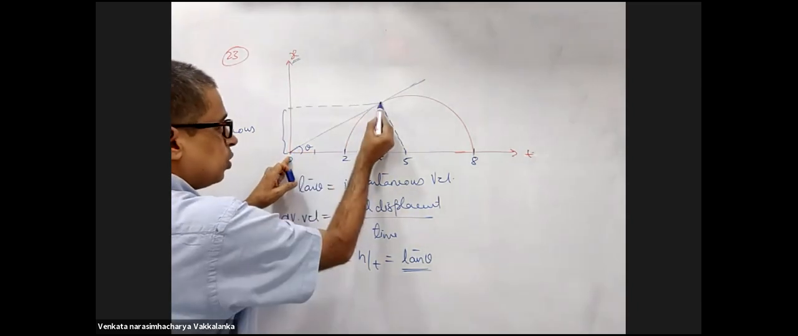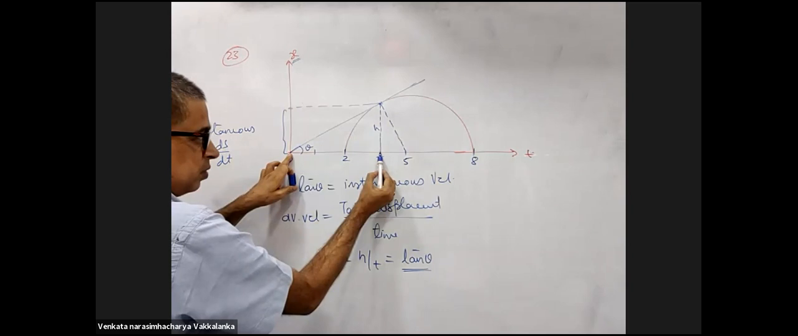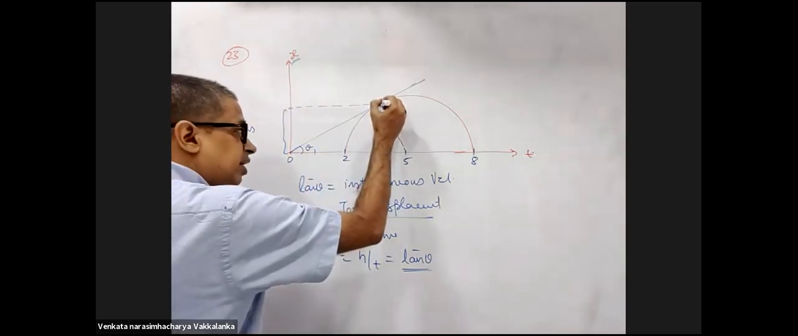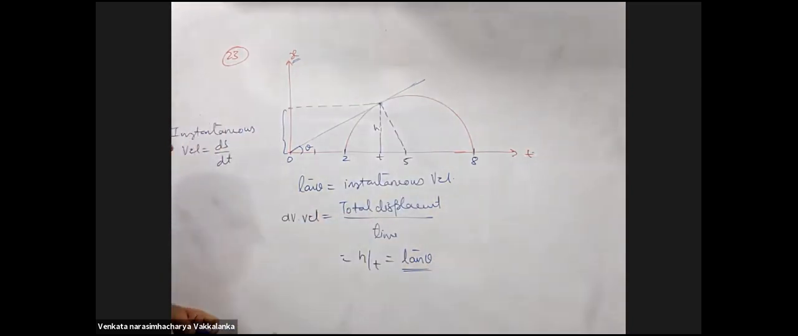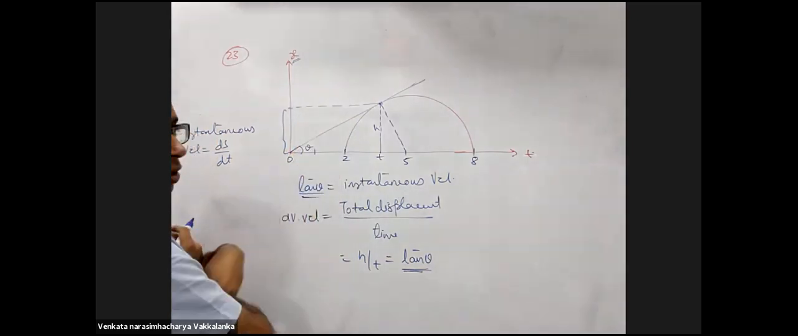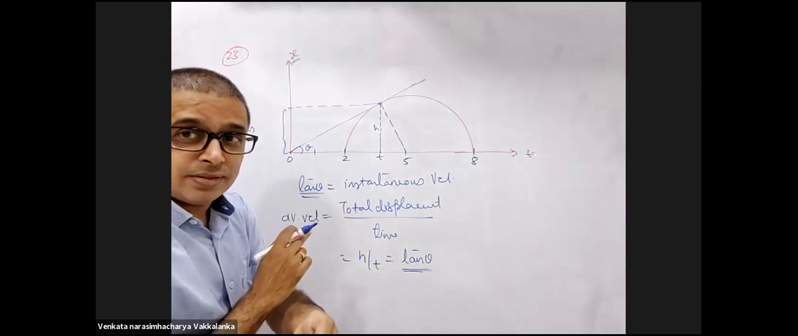Average velocity is total displacement by time. In this time interval, the displacement is h. So h by t is tan theta, and instantaneous velocity here is also tan theta. So both of them are the same in this time interval 0 to t. That's what was asked.